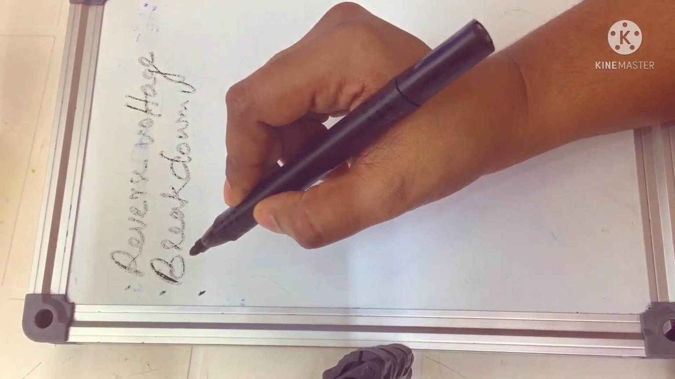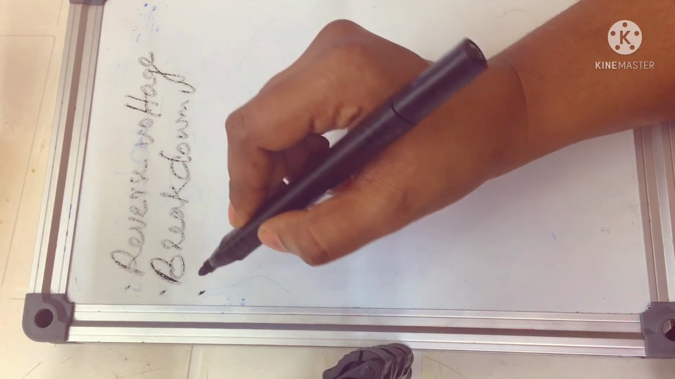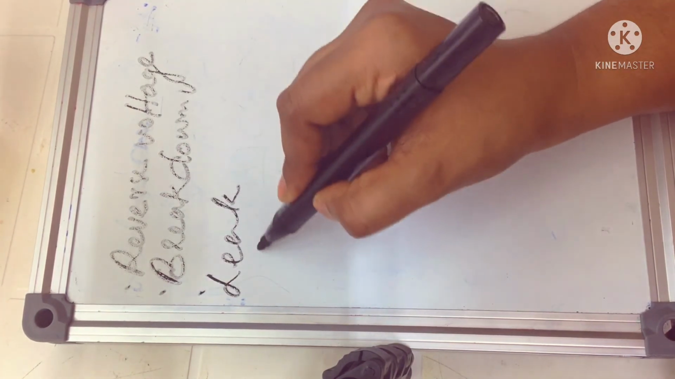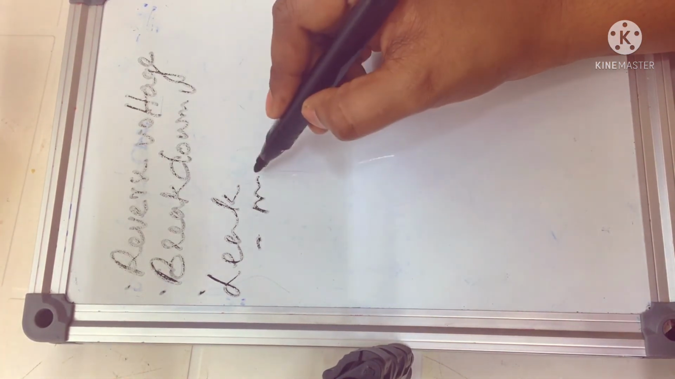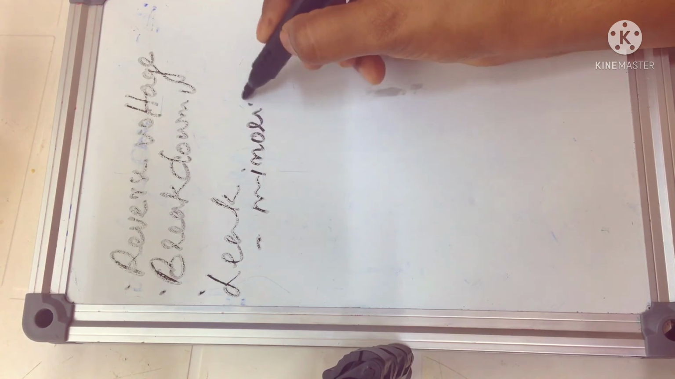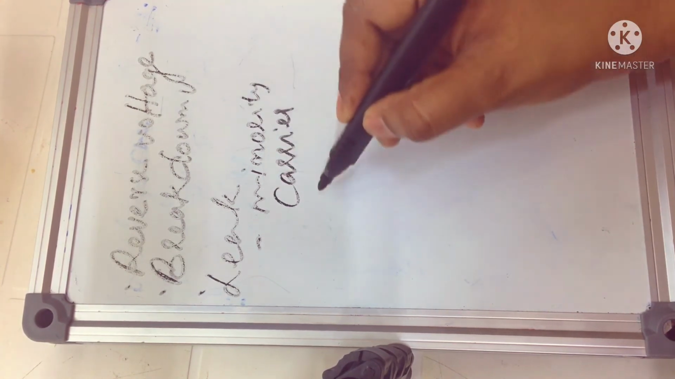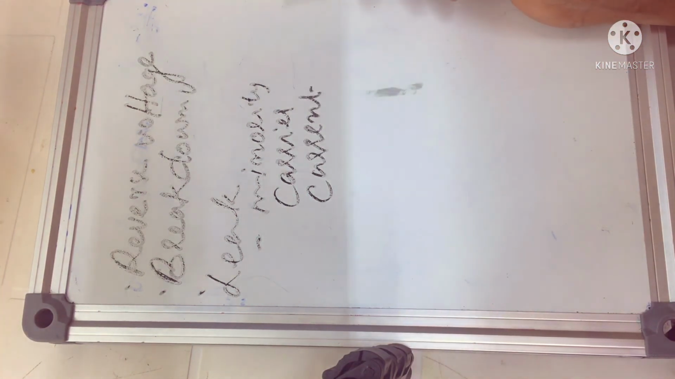Do you know about the Zener diode? Zener diode conducts in reverse voltage also. Leakage current is otherwise known as minority carrier current.